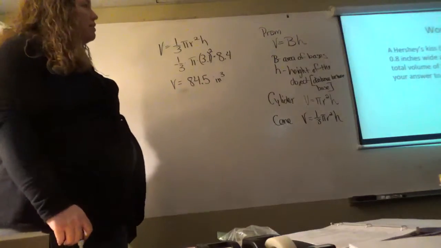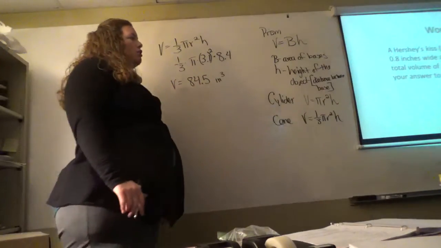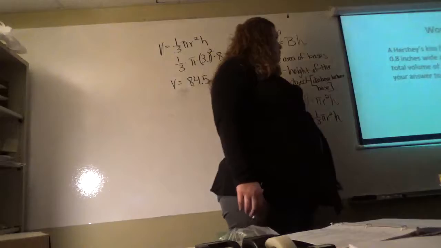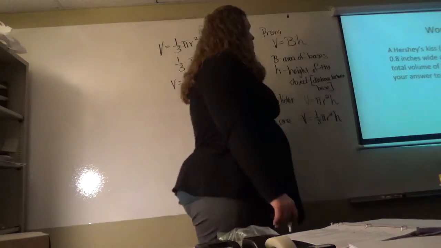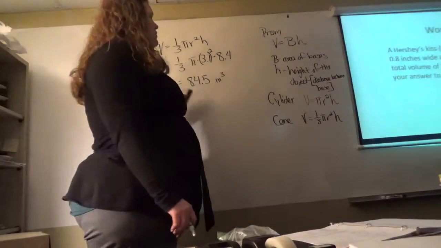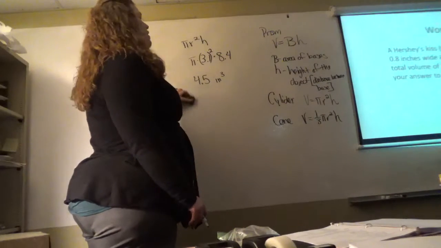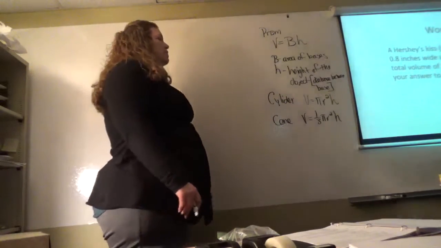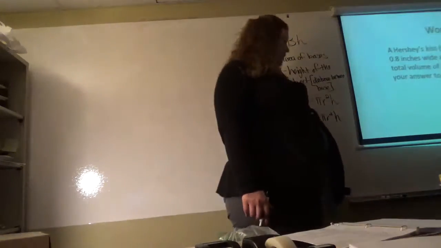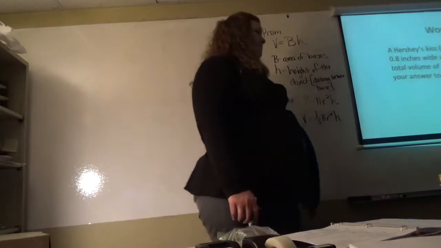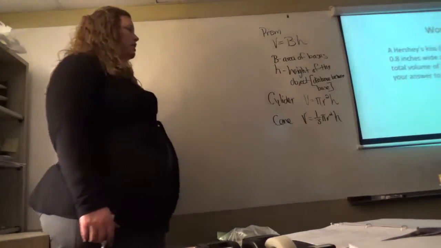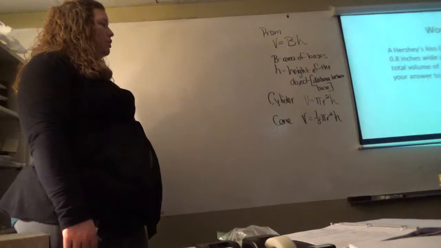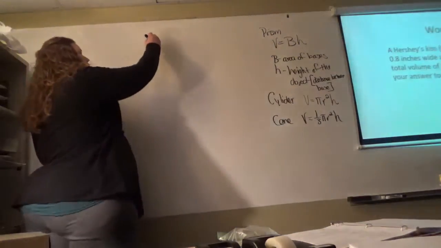Word problems. A Hershey Kiss. The actual size is a cone that is 0.8 inches wide and 0.8 inches tall. What is the volume of 1,500 Hershey Kisses? Round your answer to the nearest whole number. Okay. So, cone, we already know our formula.